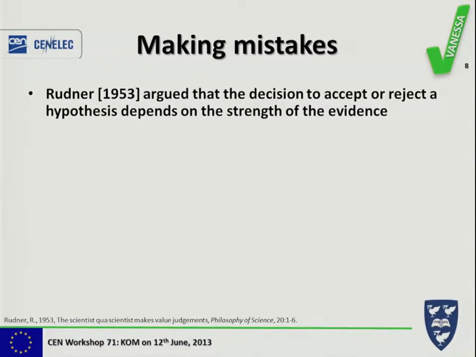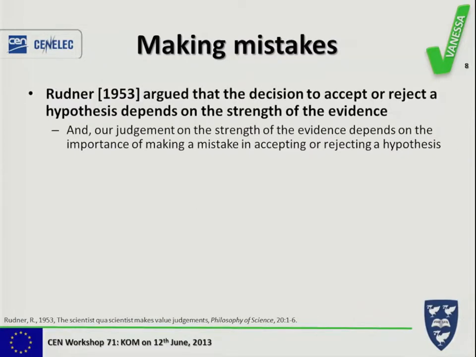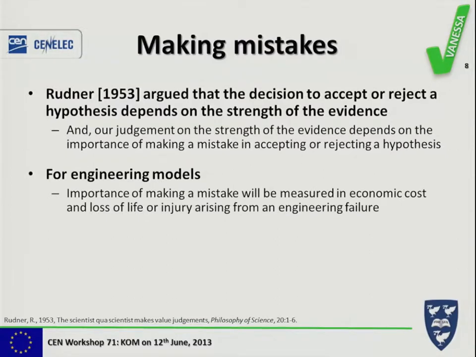So if we come a little bit closer to the modern day, then Rudner, talking about climate models, argued that the decision to accept or reject a hypothesis depends on the strength of the evidence. And our judgment on the strength of the evidence depends on the importance of making a mistake in accepting or rejecting the hypothesis. So for engineering models, the importance of making a mistake will be measured in economic cost and loss of life or injury resulting from an engineering failure.